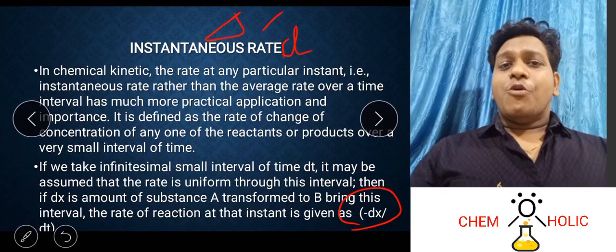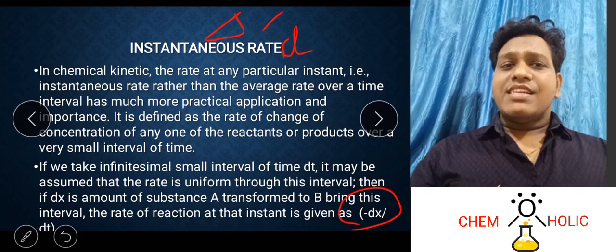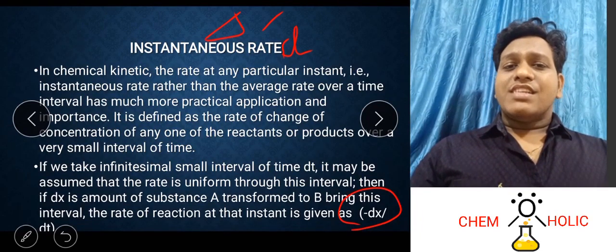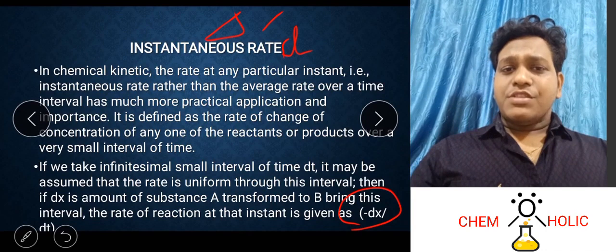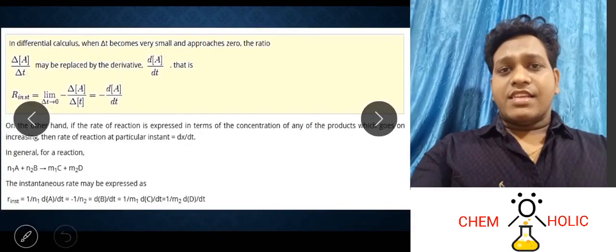So here you will get a clear idea that instantaneous rate is nothing but average rate, only the thing is that it is calculated at every instant of time. At every smaller instant of time we are calculating, that can be called an instantaneous rate, and we are using the term d, not delta, for denoting the change. So that is what instantaneous rate is.